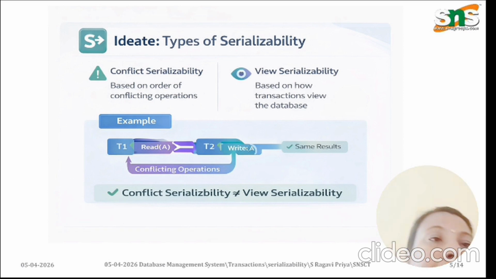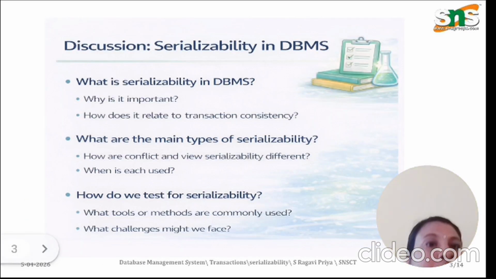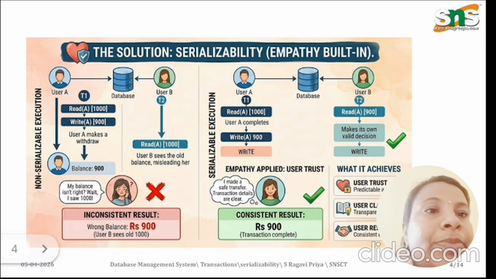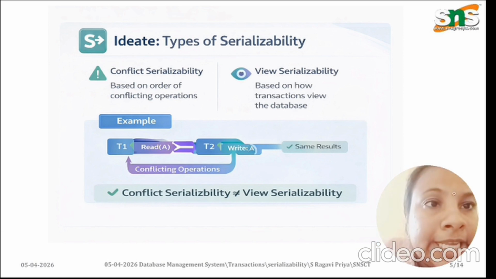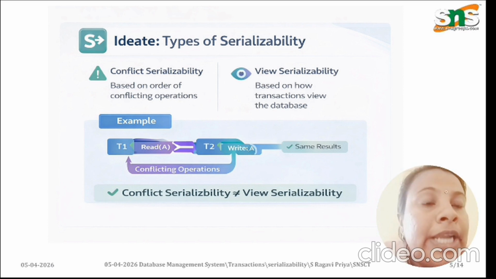So types of serializability. There are two types of serializability. One is conflict serializability, based on the order of conflicting operations, and the other is view serializability, based on how transactions view the database. For example, T1 read A and T2 write A do not produce the same result. That is a conflicting operation. Conflict serializability is not equal to view serializability.